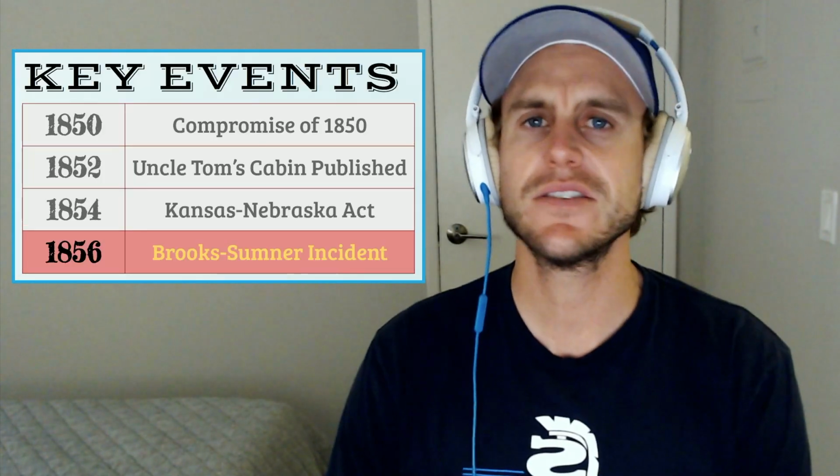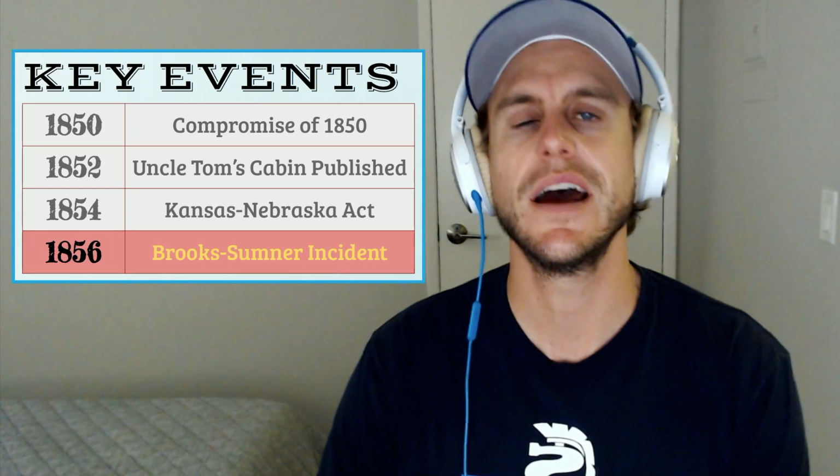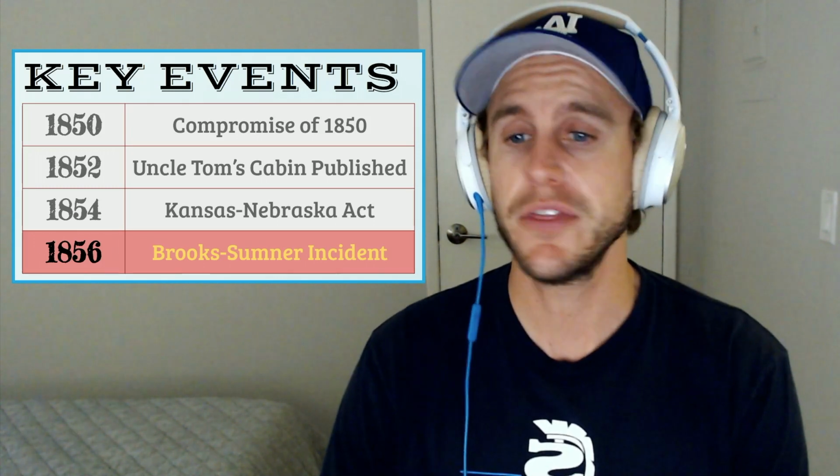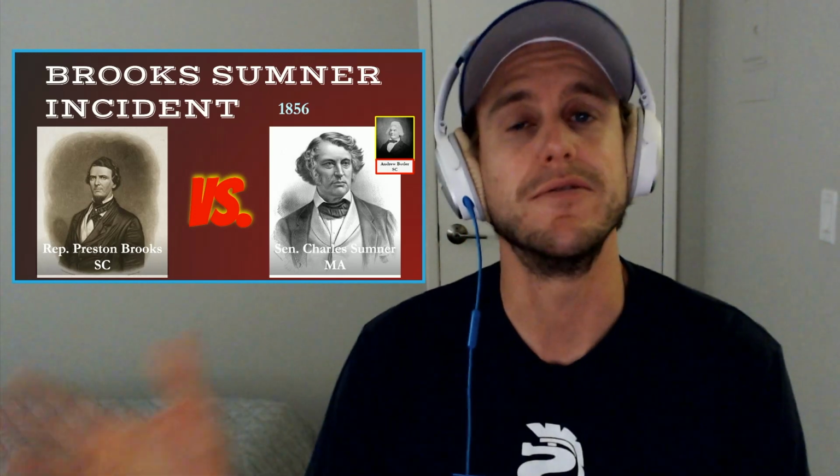And then the last incident I want to talk about in this section is the Brooks-Sumner Incident. So things are not good by 1856. We're going to see that the violence in Kansas is actually going to lead to violence on Capitol Hill in Washington, D.C., in the Senate chamber itself. And we're going to see Preston Brooks and Charles Sumner throwing hands.